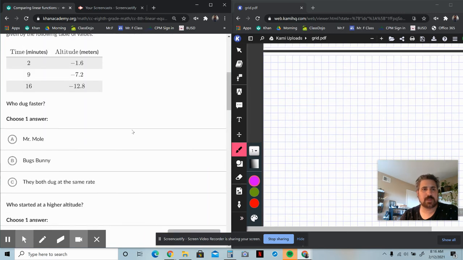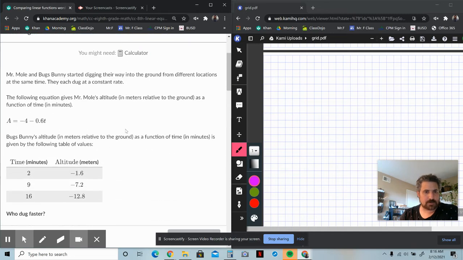All right. The next one says, Mr. Mole and Bugs Bunny started digging their way into the ground from two different locations at the same time. They each dug at a constant rate. So once again, there's a constant slope. The following equation gives Mr. Mole's altitude in meters relative to the ground as a function of time in minutes. Okay, so after a certain number of minutes, this is his altitude.